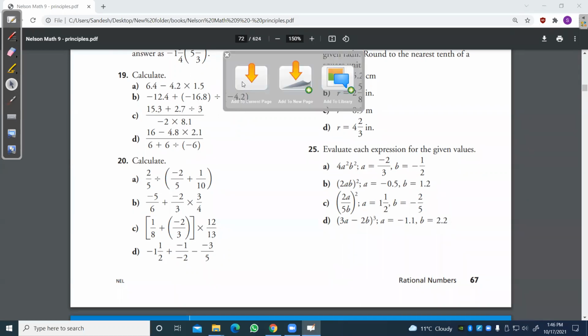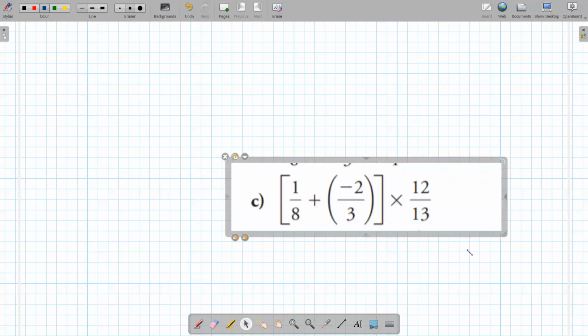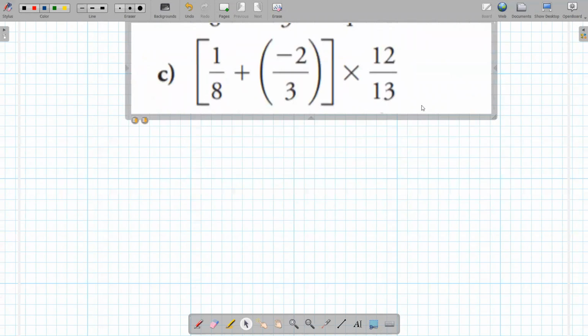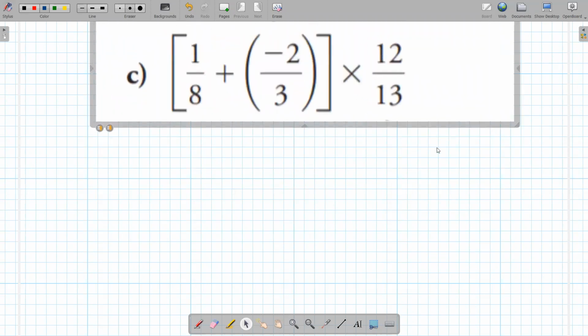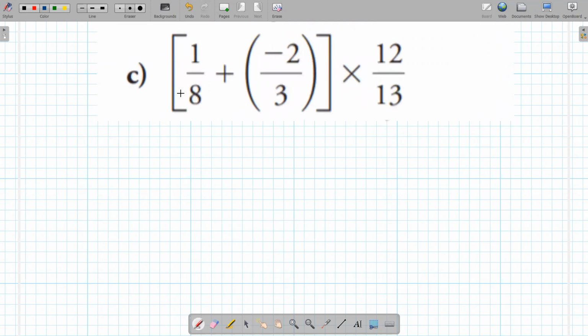We're still doing BEDMAS, but your test will be with integers, which means no fractions, right? But this one is a little bit more advanced. It's the same thing. If you can do this, the other thing should be a breeze. What do we do here first? Just 1/8 plus -2/3.